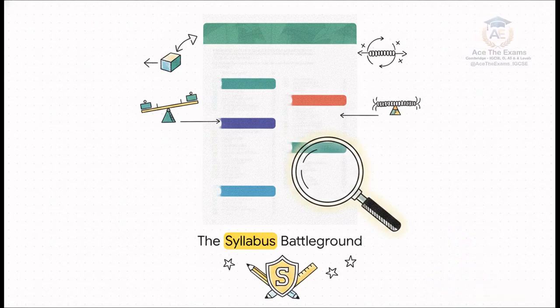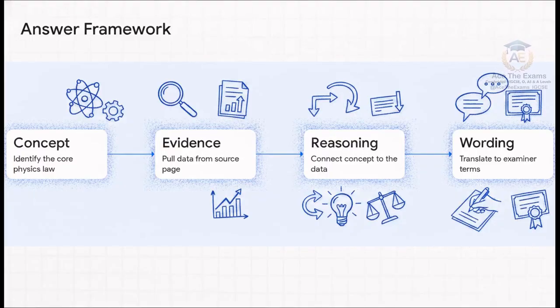But here's the good news. By mastering the exam strategy specifically for these chapters, you secure a massive, massive chunk of your overall grade. So how do we actually construct an answer that the examiner simply cannot ignore? Well, we're going to use this bulletproof 4-step framework that basically forces them to hand over top band marks.